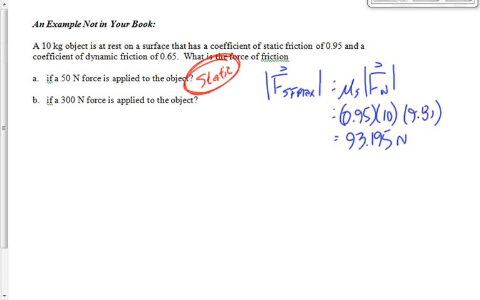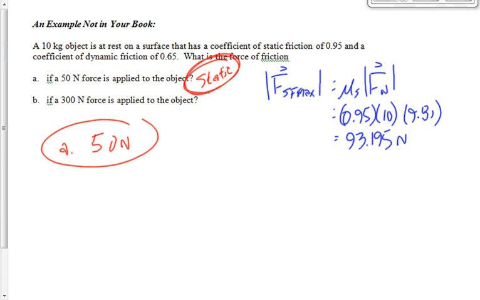And then let's figure out what its value of static friction is. I'll give you a hint. It's staring you right in the face. It's literally staring you in the face. What is the value of static friction in this question? Yep, 50. Okay, question A, the answer is 50 newtons.